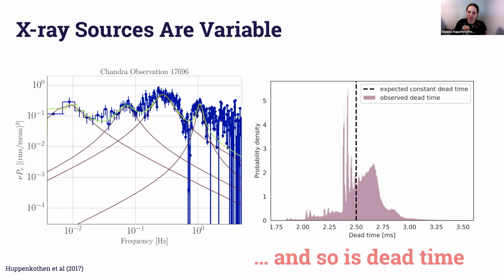What you see on the right is a probability density for the dead time, so how long the detector cannot record after you've recorded a photon. It turns out it's actually quite a complicated distribution. Everyone always assumes it's 2.5 milliseconds, but it's really not. And the 2.5 milliseconds isn't even the mean of that distribution or anything. So that's much more complicated than we expected.